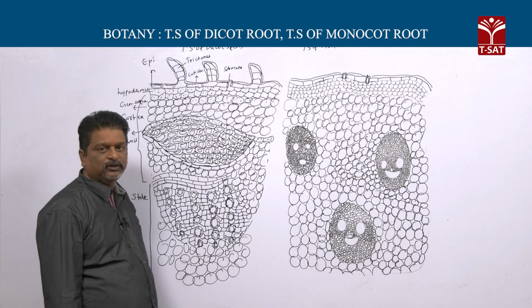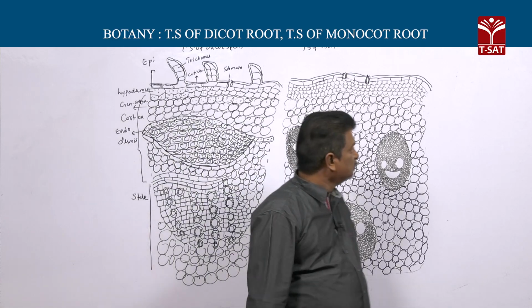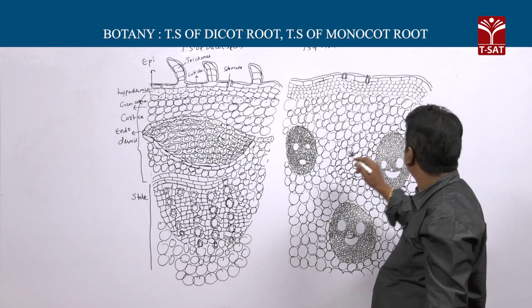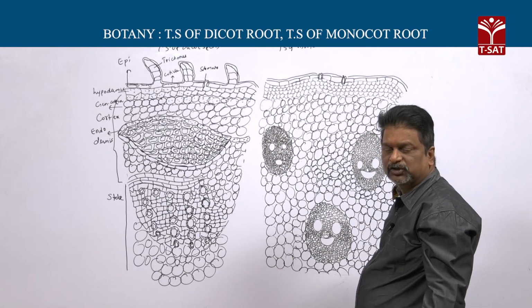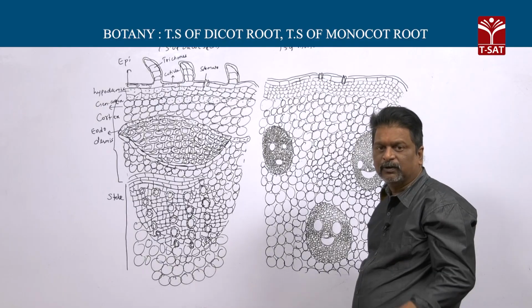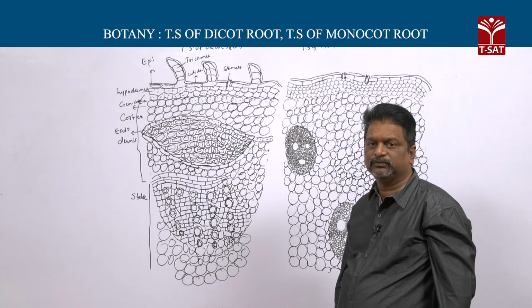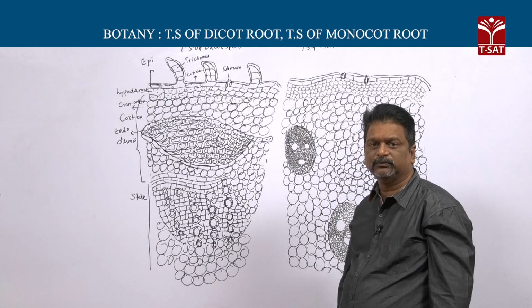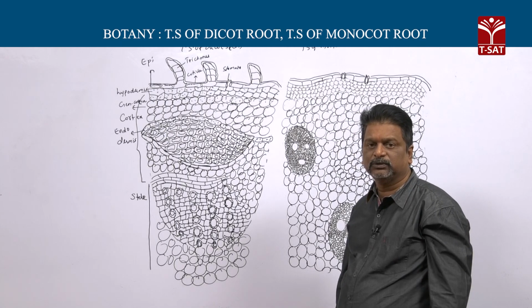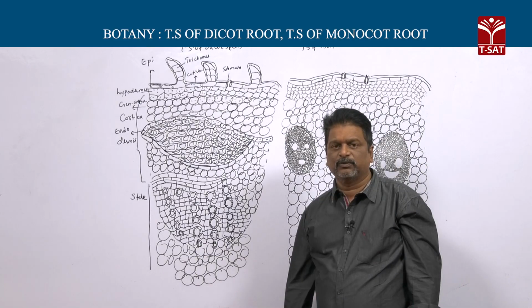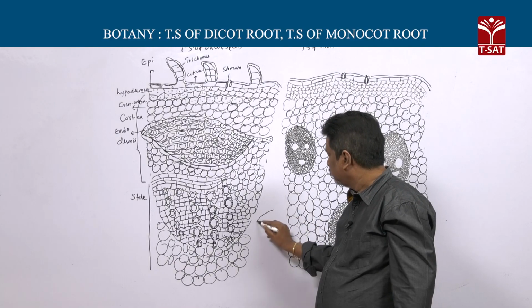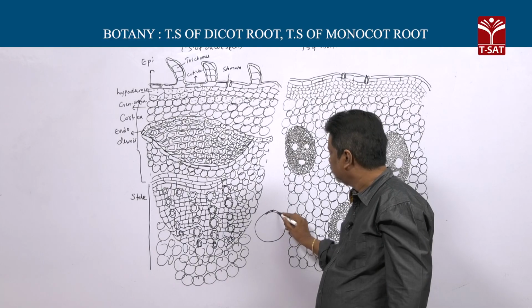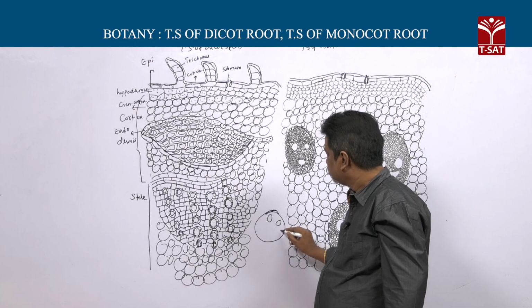The next one, stele. Stele actually in dicot stem is called a eustele. Eustele means ring of vascular bundles present. If vascular bundles are arranged in a ring, that is called eustele. In dicot stem, a limited number of vascular bundles present. Generally 10 to 20 vascular bundles present, but all those vascular bundles are arranged in a ring, so such stele is called eustele.